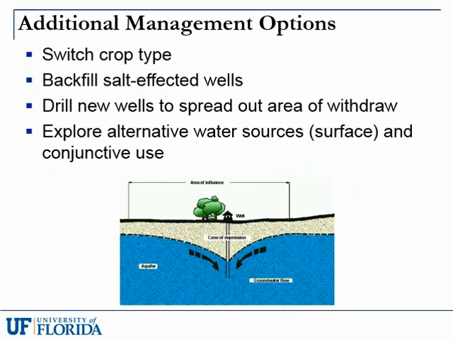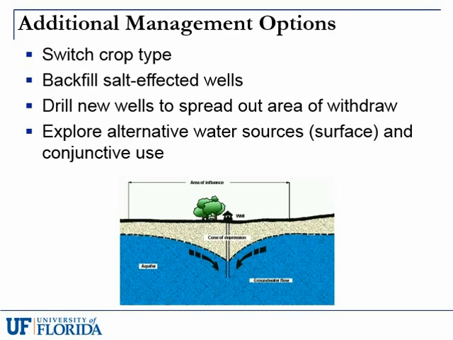But other things that you can start thinking about, the obvious one is if you switch crop type, that might not be something you're interested in or even relevant, but that's something that can be done, going to more salt-tolerant crops. If your wells are in really bad shape, you might consider backfilling those. The other thing is, if you were to drill new wells and you spread them out, so if you're saying you get this cone of depression, you start pulling up from some of these brackish aquifers, if you had a number of wells there and you're spreading that out, so you're drawing from a number of different areas rather than one, that might be another solution to maintain that you're pulling from those more fresh upper layers.